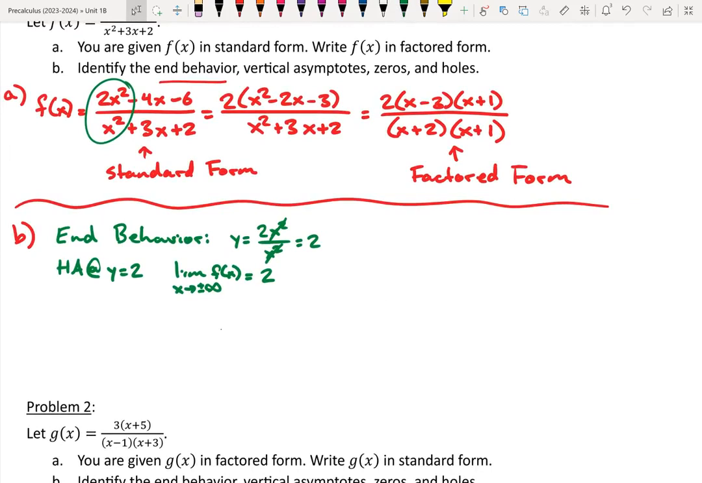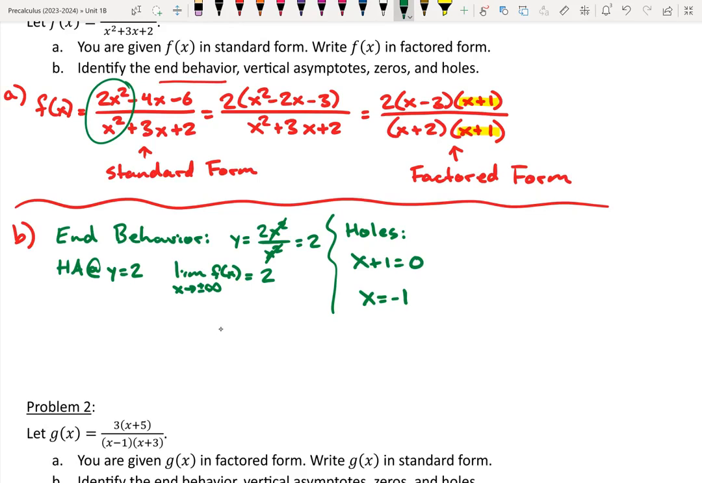We also have our vertical asymptotes, VAs. Actually, I usually like to find the holes first, so I'm going to do that. And we do have holes. Looking now at our factored form, we have that common pair there. So that would be x plus 1 equal to 0. So we have a hole at x equals negative 1.